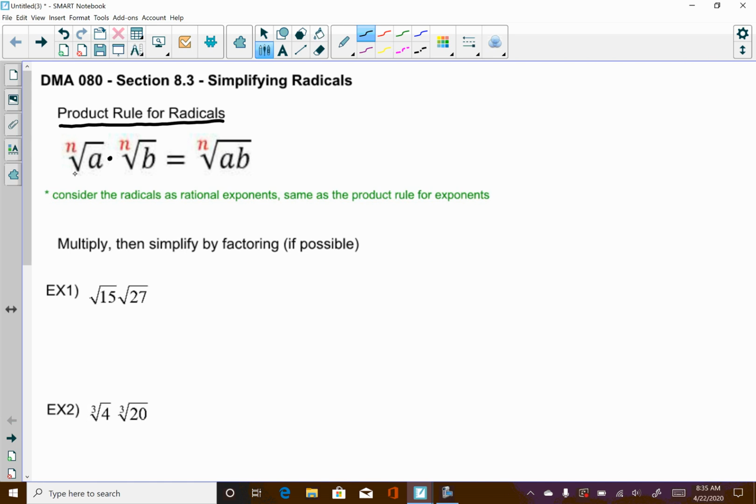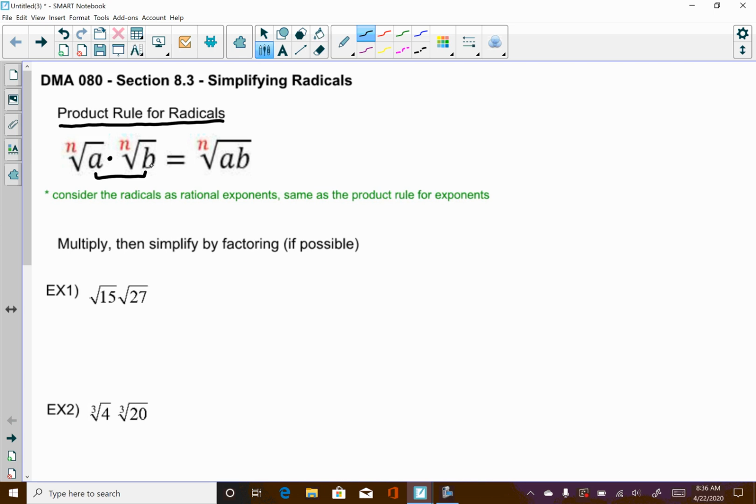So it just says as long as you have two roots and they're the same index up here, being n, so they're both square roots, it's legal for us to multiply those two values underneath the square roots together, and it's still that square root. If they were both cube roots, then I can multiply those two pieces together, and then it's the cube root of whatever these two numbers multiply together to be, okay?